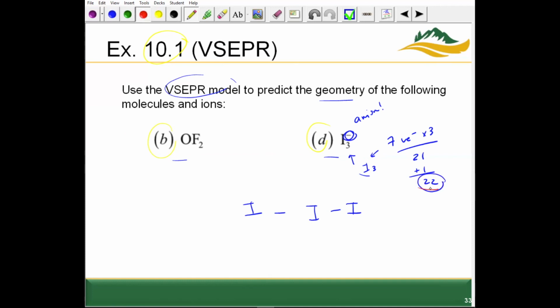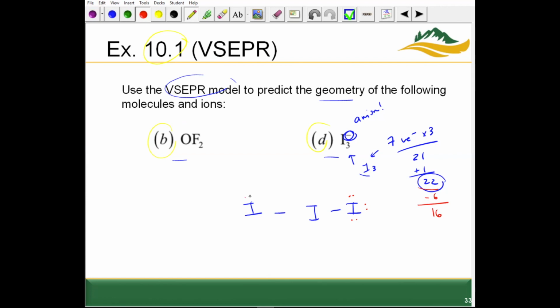We would put these electrons around the more electronegative atoms or the outer atoms. The non-central versus outer atoms, they're all the same. So because they're all iodine, it doesn't really matter where we put these lone pairs. That's 1, 2, 3, 4, 5, 6.